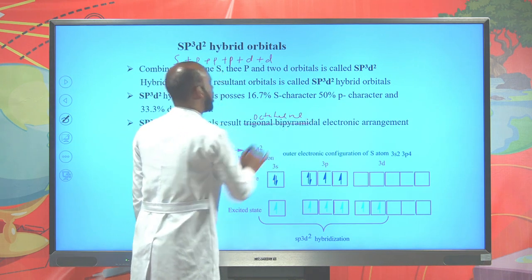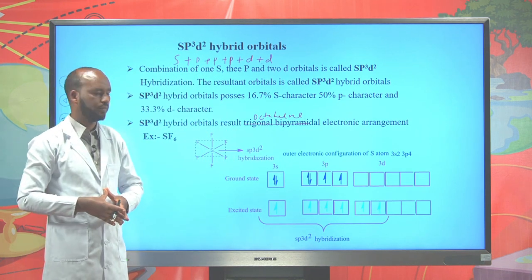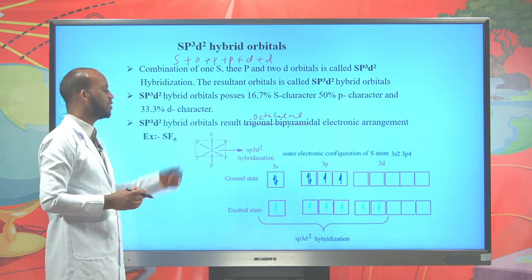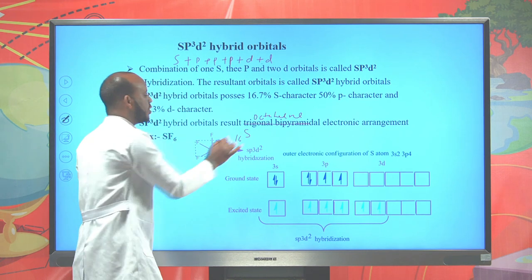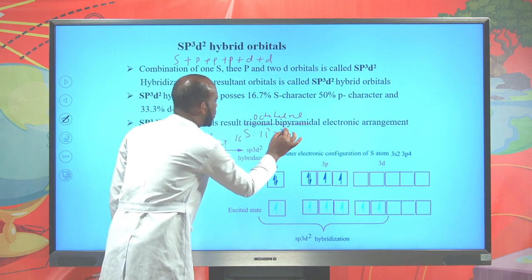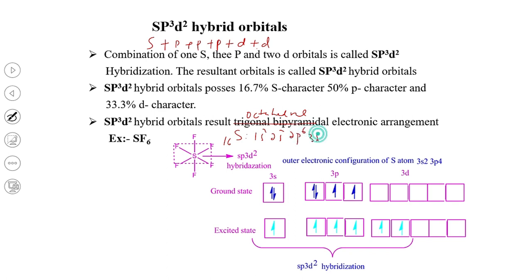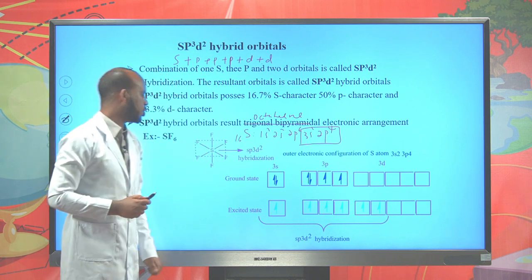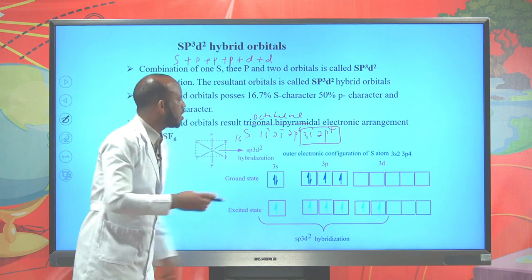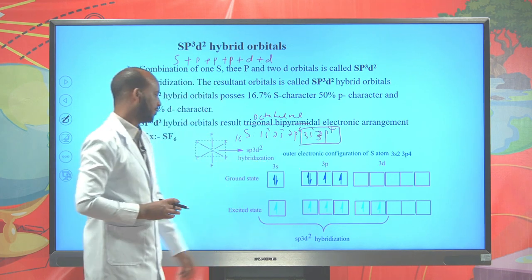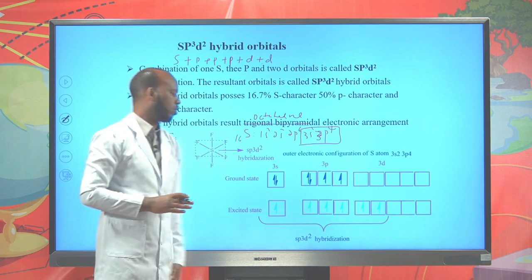sp3d2 hybrid orbitals result in octahedral electronic arrangements. For example, SF6. Sulfur, its atomic number is 16, electronic configuration 1s2, 2s2, 2p6, 3s2, 3p4. You see? Valence electrons are involved in bond formation. Now the ground state electronic configuration of sulfur is 3s2, 3p4. You see? 1, 2, 3, 4.